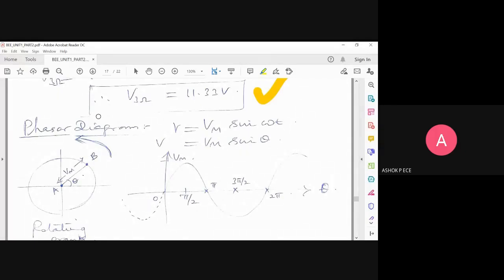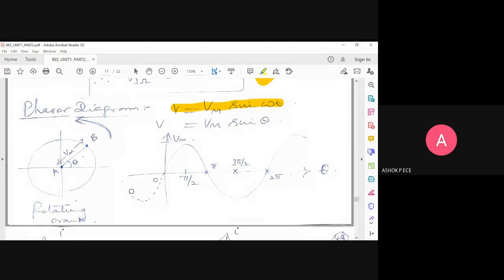See, a phasor diagram is a way of representing a signal using magnitude and angle. Okay, that is the representation. I have taken a signal, an AC voltage, V is equal to Vm sine omega t. So it is a sinusoidal signal. You know, omega t is given by theta. Theta is the angular displacement. So I can write this as Vm sine theta.